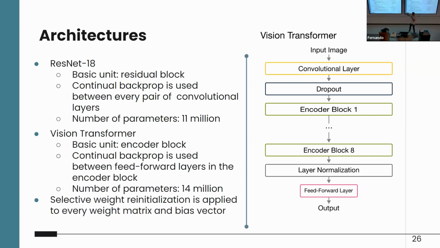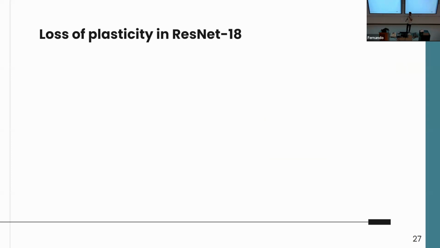And the good thing is selective reinitialization doesn't even care about what architecture we have. We just apply it on every weight and bias term in the network. Okay, so now let's look at the results.